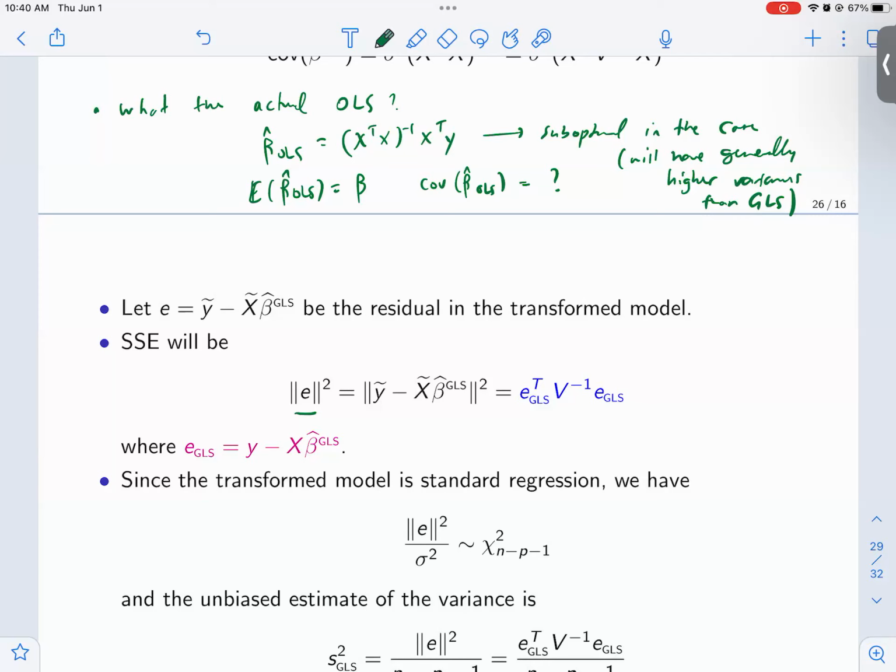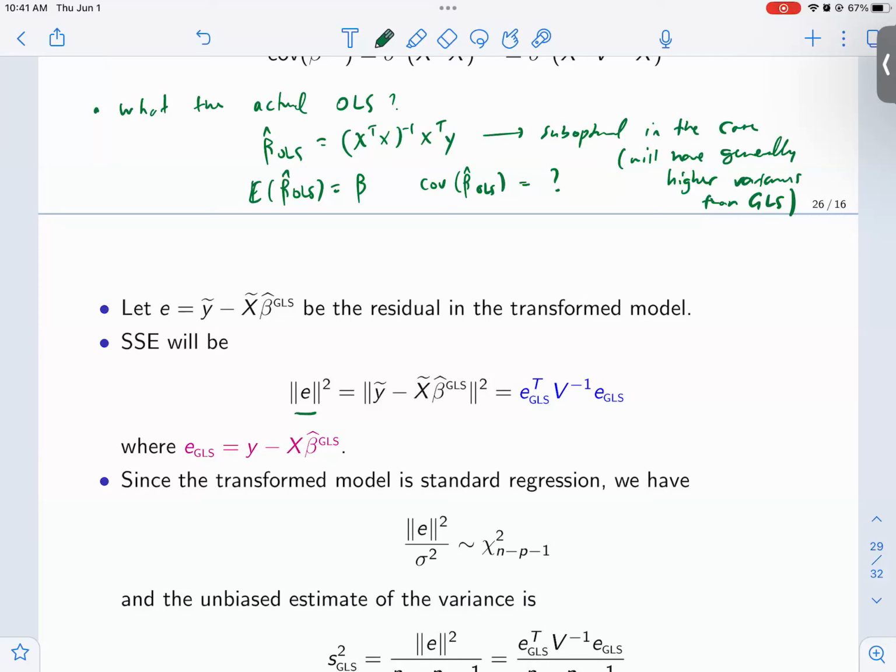This is the residual in the transformed model, and this is the one that, when you divide by sigma squared, has a chi-squared distribution. So if you want to compute this based on the usual residual, it would have this formula rather than the norm squared. But this formula is the same as the norm of this transformed residual, the residual in the transformed model.